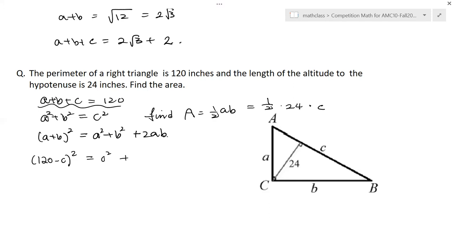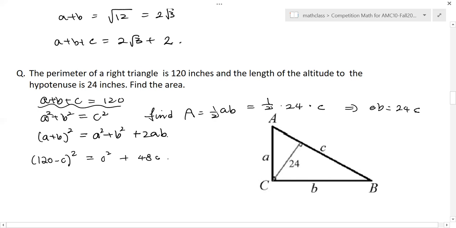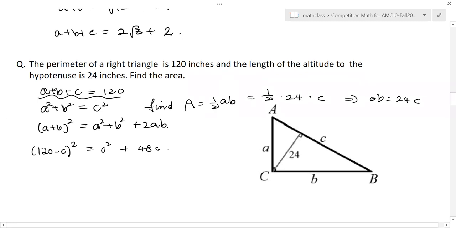And how about 2AB? Here we can change it, right? Yeah. So AB is going to be 24 times C. AB is 24 times C, okay? 2AB is 48 times C. Yeah, because from here AB equals 24C, okay? So from here you find the C. Once you find the C, you can solve the problem. Okay, so it's going to be 120 squared minus 240C plus C squared equals C squared plus 48C, and C squared canceled out.